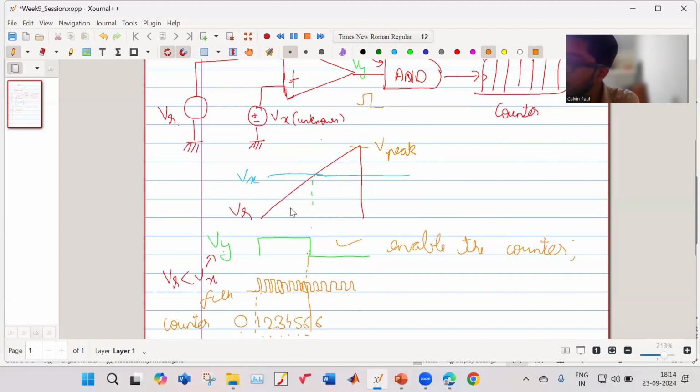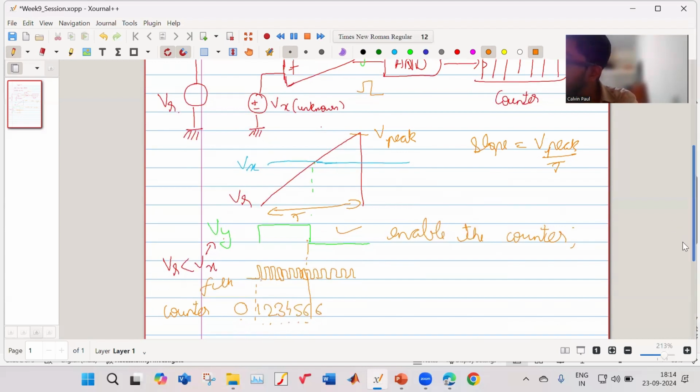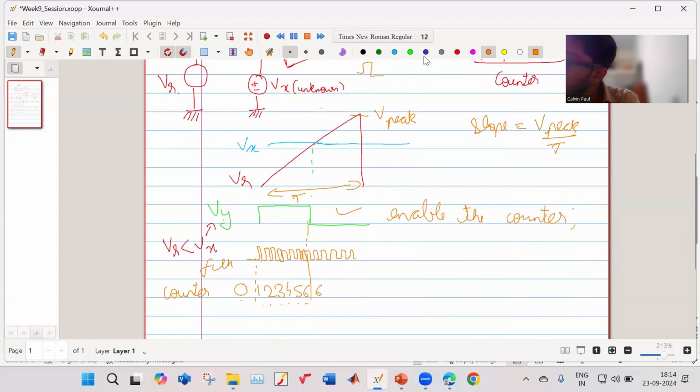So this ramp, this VR ramp will have a slope. That slope will be some V peak upon some time. So this slope we must know. Second thing is the counter value must start from 0. It should not start from any other value. So the counter value has to start from 0.